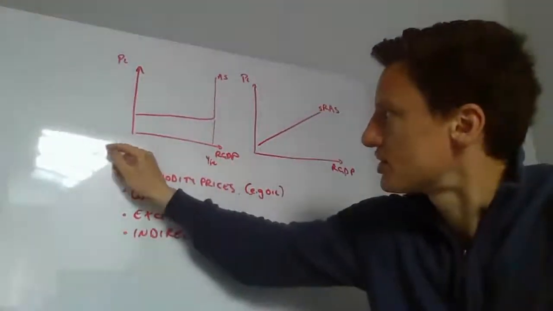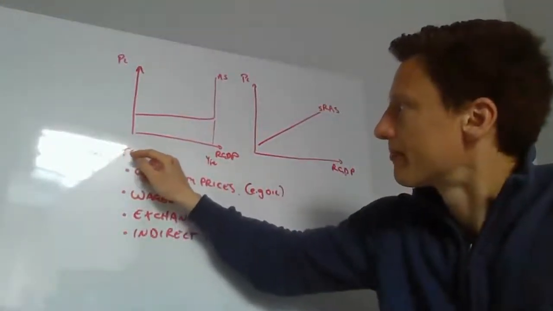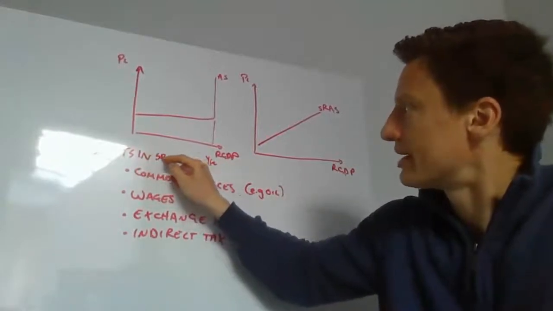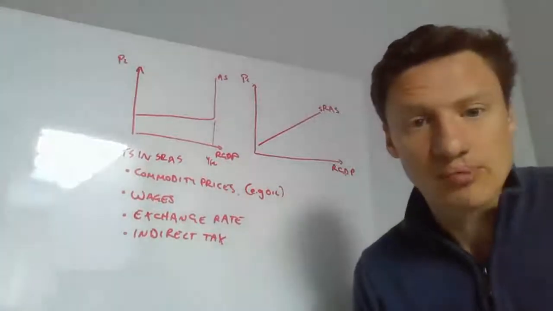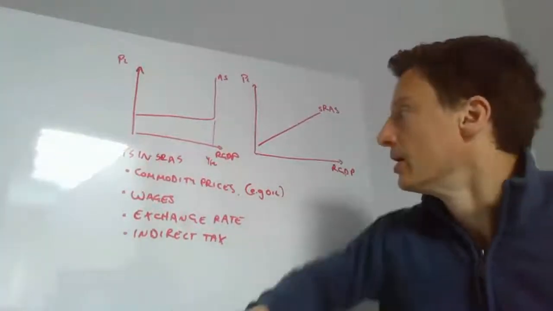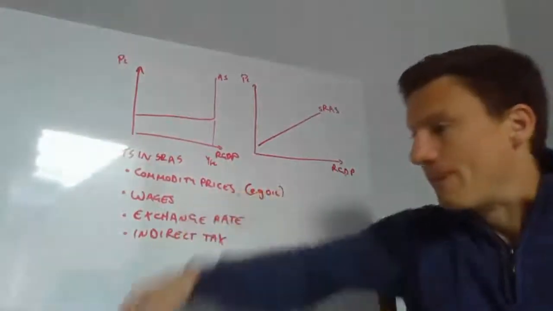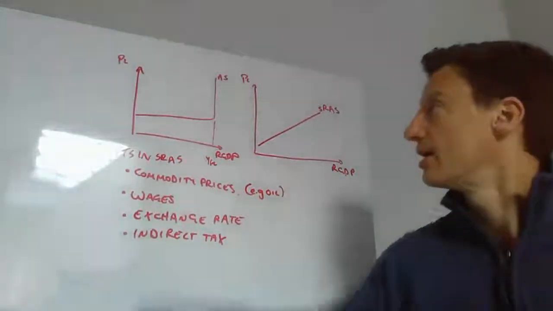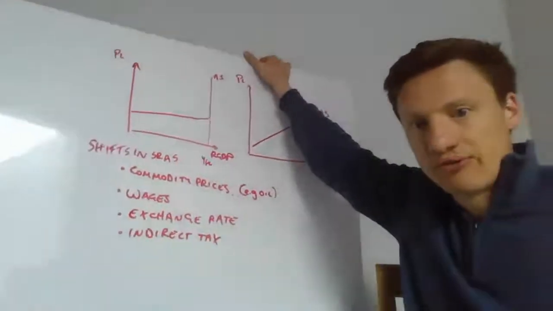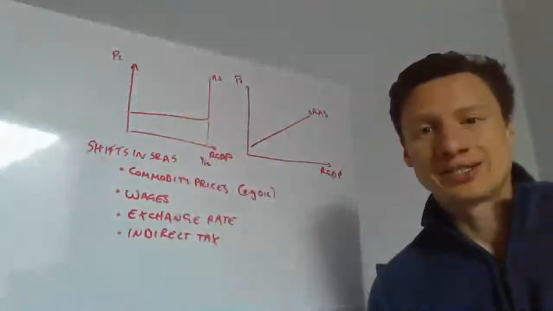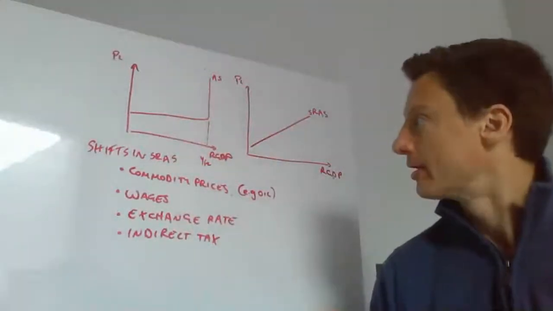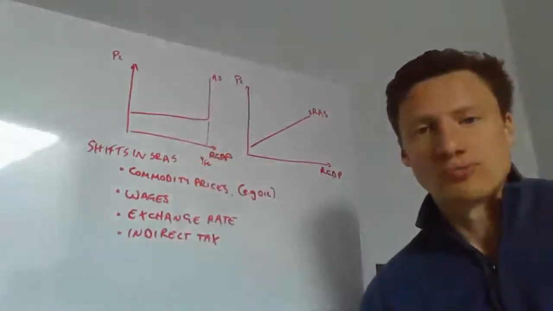These are shifts in SRAS. Not LRAS. Okay, if I get time, I'll do another video on that for tomorrow. But basically, these are the four main shifts in our SRAS. And what you will see here is hopefully the same reasons that would shift the Keynesian diagram up or down. Okay, they're basically all costs of production.